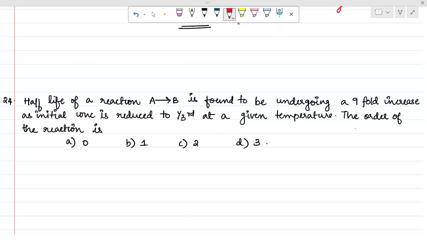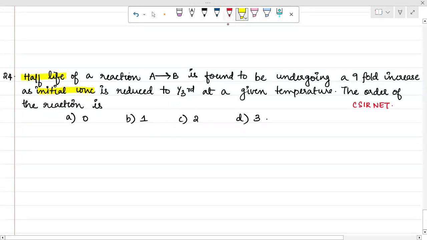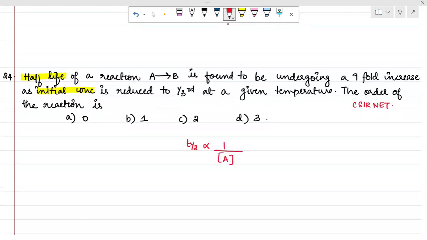This was asked in CSIR. So they have asked a lot of questions from the relation, okay? So see, whenever you see a question where there is half-life and initial concentration, it should come to your mind that they are asking about this relation that we know. This is the first possibility that should come to your mind. T half is inversely proportional to the initial concentration to the power n minus 1. Now, what is given over here? They have said that there is some reaction and the T half increases 9 times, then the concentration is reduced 3 times.